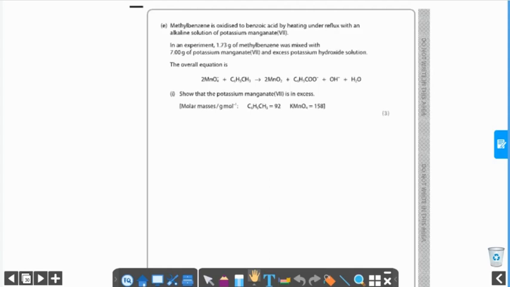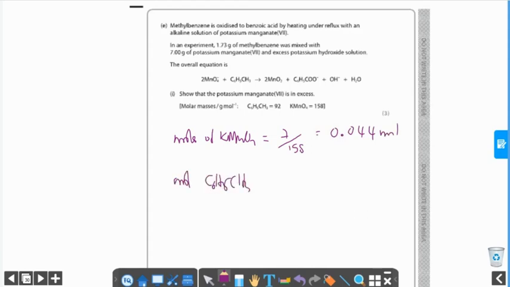So moles of KMnO4: the first step is using the molar mass. Moles of potassium permanganate. What's the mass? 7 grams. The molar mass is already given, which makes the calculation easier, right? And then moles of C6H5CH3, methylbenzene. The mass is 1.73 over 92.01884. It is 0.01 moles.